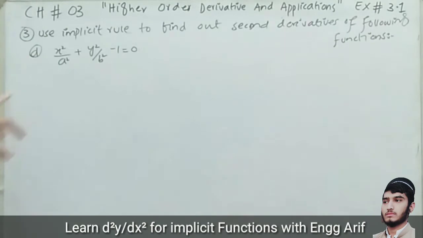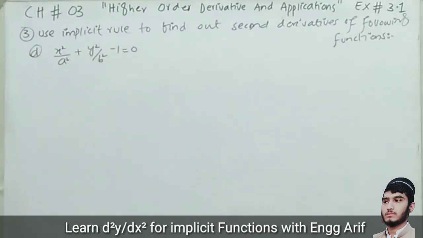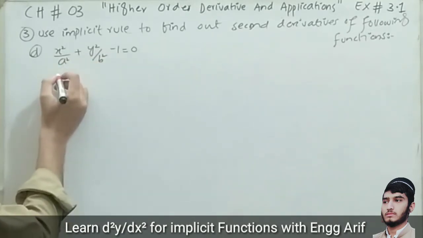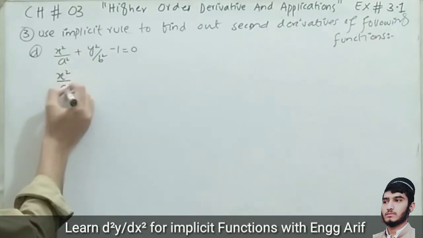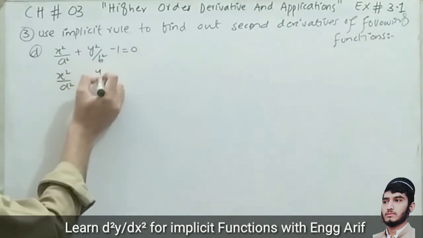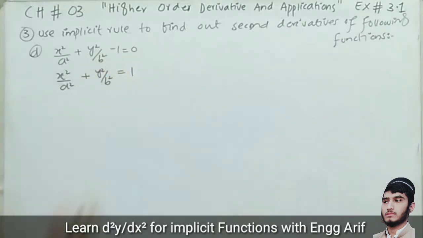Now move to our part number D, x square by a square plus y square by b square minus 1 is equal to 0. This is an explicit function, plus we reduce it into implicit function. So x square by a square plus y square by b square. Shift constant to the right hand side, so it becomes implicit function.